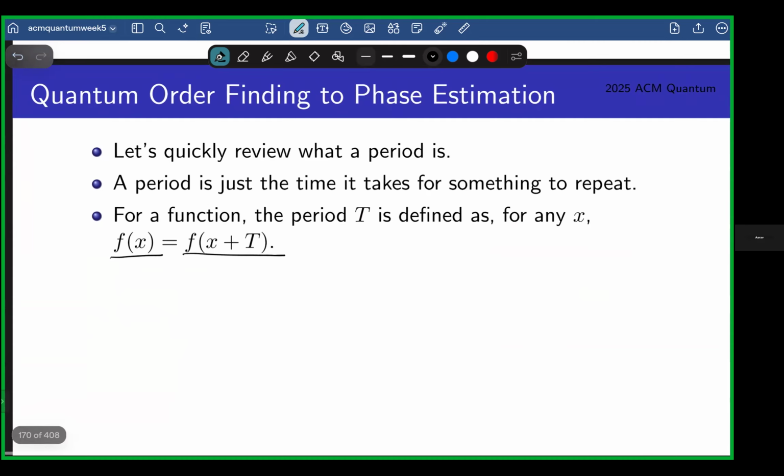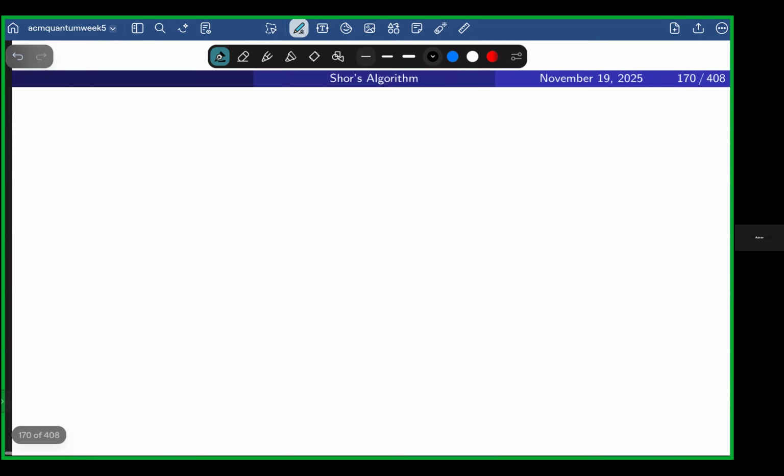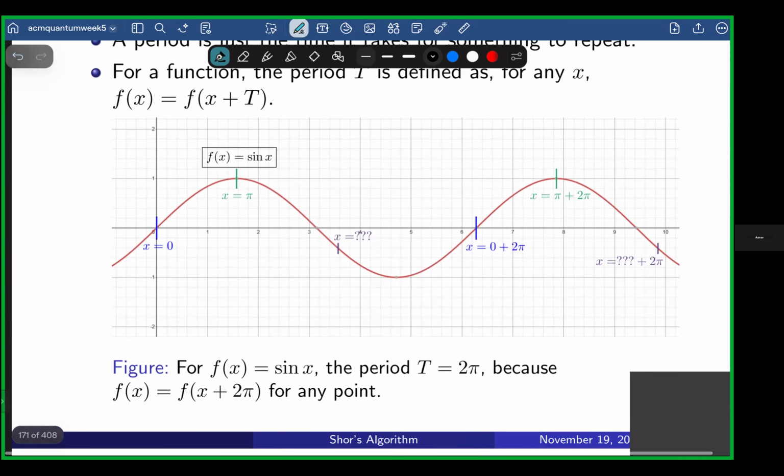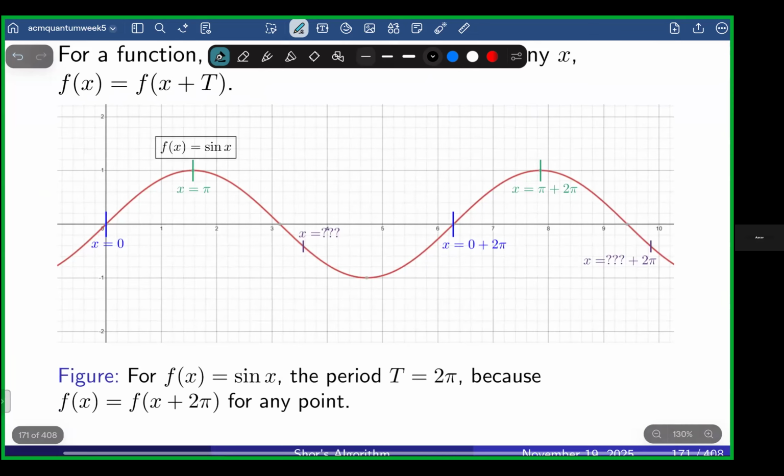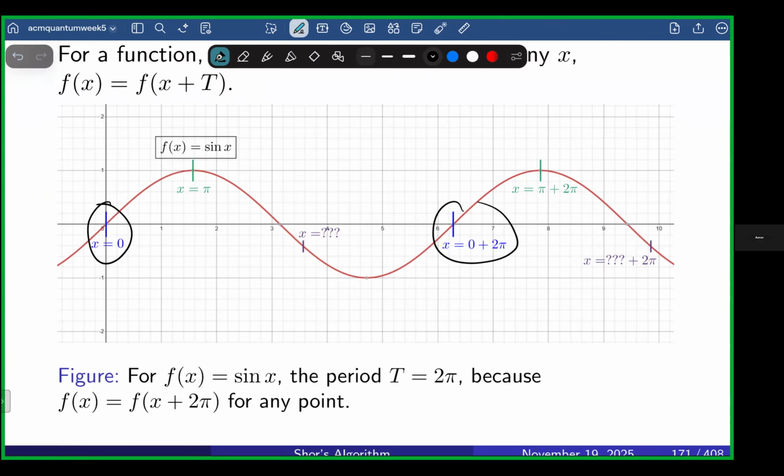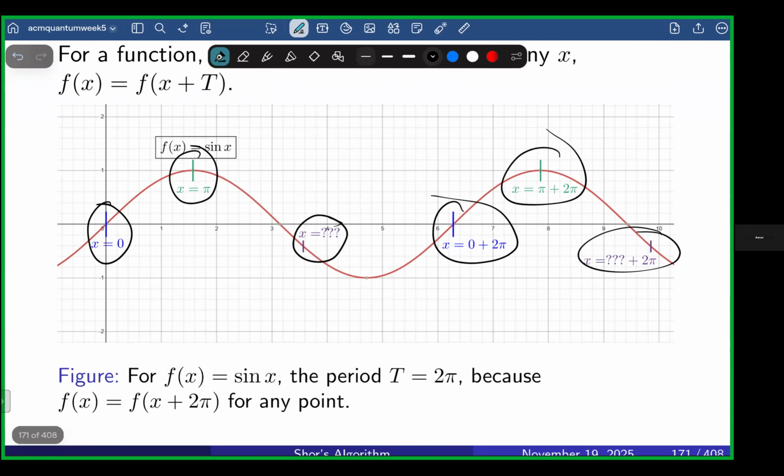Can anyone think of an example of a periodic function? Sine, sure. And there you go, there's sine. Sine is periodic. Sine's period is 2 pi, because if you take any point, like this blue point, and add 2 pi, you'll get the exact same thing. You take this green point, which is at x equals pi, you add 2 pi, you get the same thing. You take this purple point, I don't even know what that is, you add 2 pi, you will get the same thing. So that's the period. Make sense?